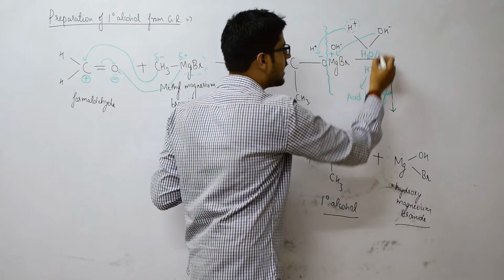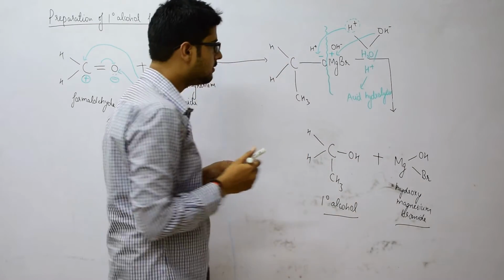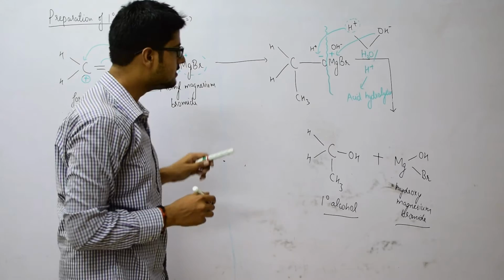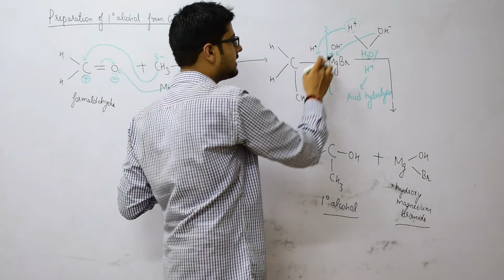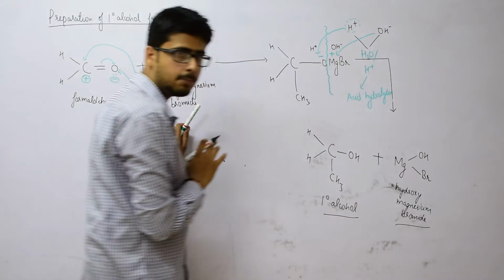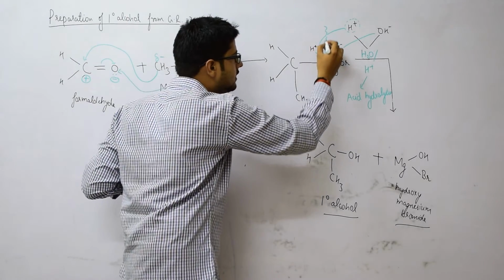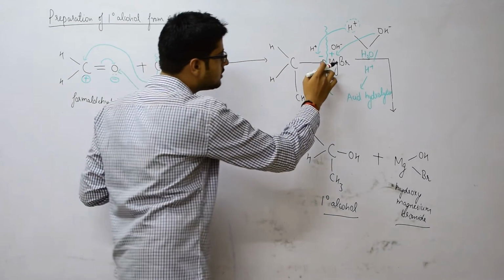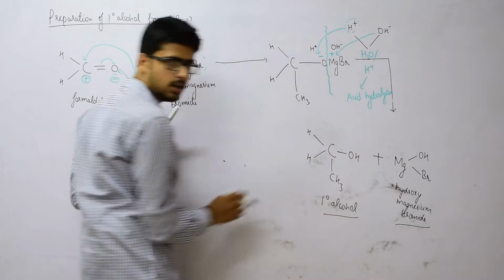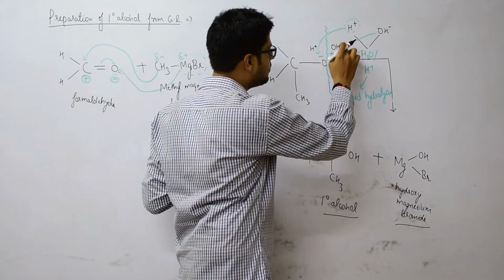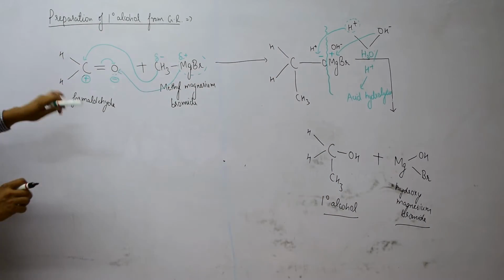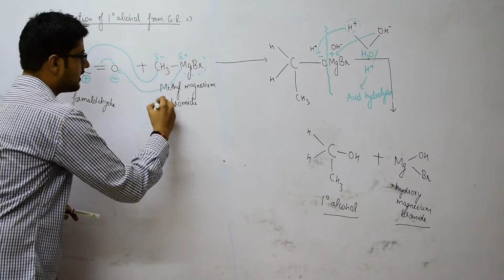Now when this is hydrolyzed in the presence of H plus ion, this process is called acid hydrolysis because H plus ion is present in excess. This H plus ion will attack the negative center oxygen and this OH will attack the positive center MgBr, and a cleavage will take place from here. So this will form CH2CH3 and here OH, a primary alcohol, and this will be MgOHBr, hydroxy magnesium bromide. So this was the process of how we can prepare primary alcohol from Grignard reagent.